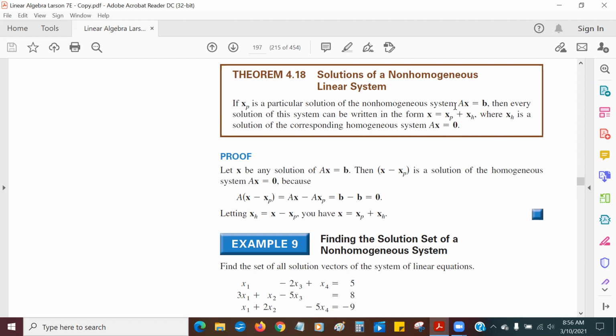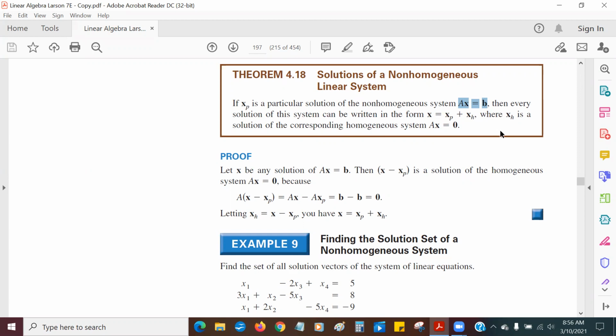So again, we're looking at the system Ax equals b, and we're saying that this has at least one solution, or maybe not, I don't know. Anyway, we're looking at this set, and if xp is a particular solution, then any solution can be written as: take my xp plus xh, where xh is a solution to the homogeneous system.